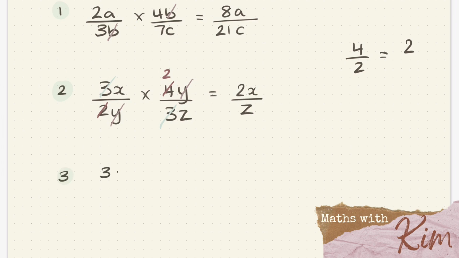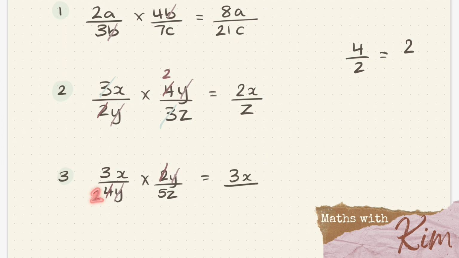So I have 3x over 4y multiplied by 2y over 5z. Again, the first thing I'm going to do is to see if there's any times tables that appears on the top and the bottom. I've got a 2 and a 4. I can immediately cancel out the 2, and the 4 changes to a 2 because 2 times 2 is 4. And the only thing that repeats on the top and the bottom now is the y. So I'm going to cancel those two out. And now I'm left with 3x times 1, which is 3x.